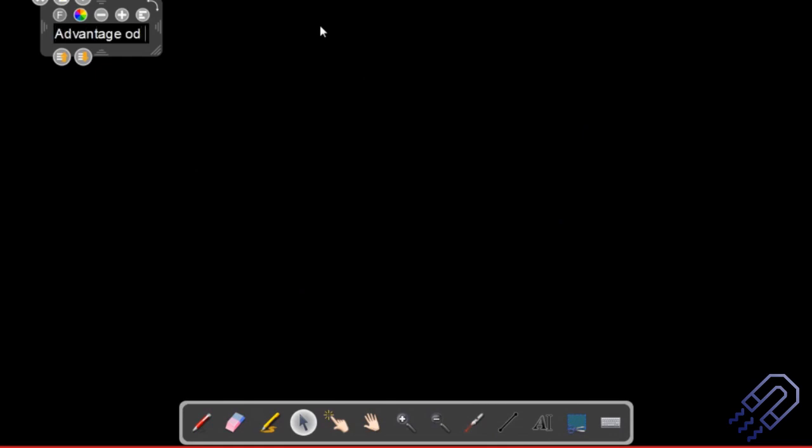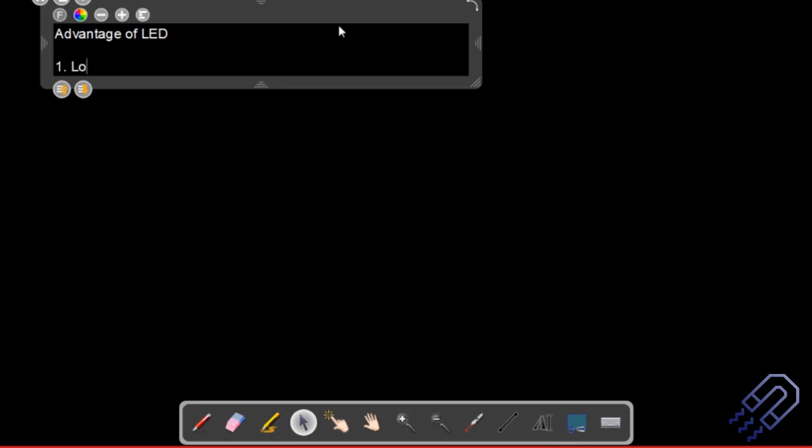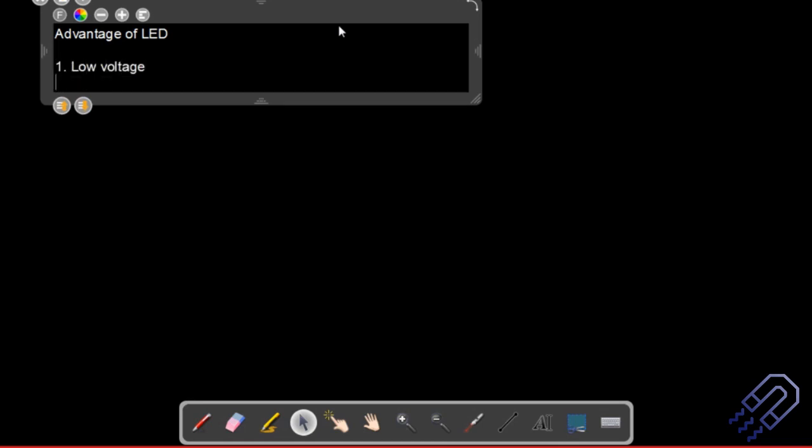So I think the advantages of LED are very obvious now. Advantages of LED. Let me write this down. First point is low voltage. A major challenge across the world is conservation of energy. We need to save more and more energy. If we are using devices which eat up a lot of power, we cannot say that we are on the right way. But something like an LED consumes such less power.